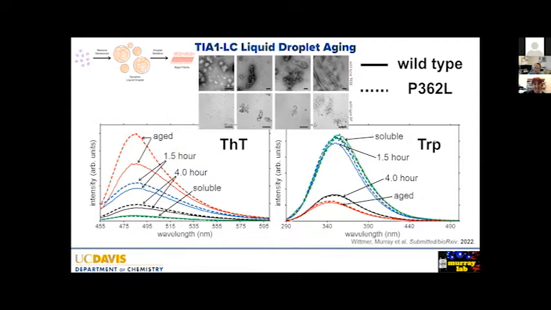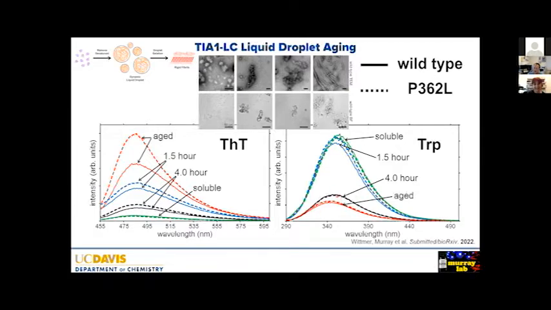Tryptophan fluorescence, again, is measuring the accessibility of tryptophan residues to solvent. We have 5 tryptophans that are relatively well distributed throughout the TIA1 low complexity domain. And you can see we see a significant reduction in intensity as well as a shift to lower wavelengths.